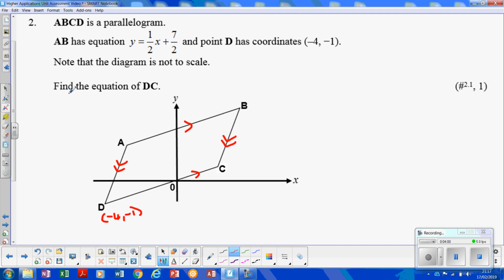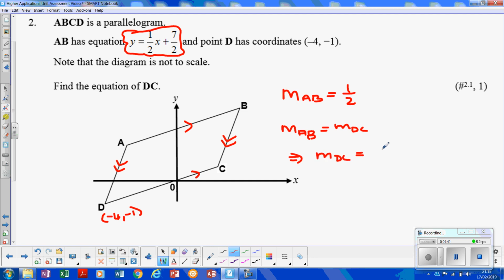So I want to find the equation of DC. The only problem is I've only got one point on that line. So how do I get the gradient? I know the gradient is exactly the same as the gradient of AB. So there is the equation of the line AB. From that, the gradient of AB is equal to a half. So therefore the gradient of DC is equal to that. So that's AB, and that's equal to the gradient of DC. So therefore the gradient of DC is also equal to a half.